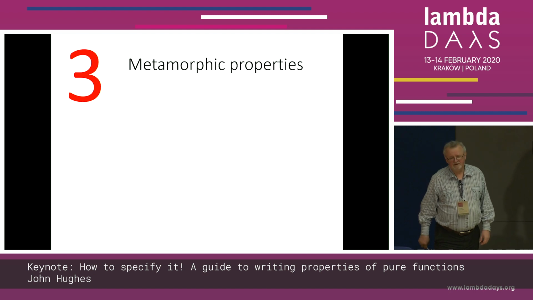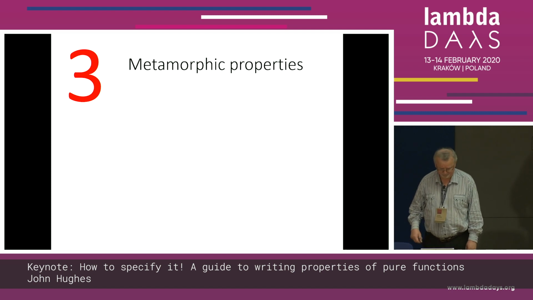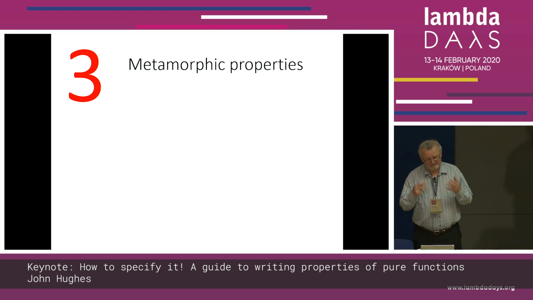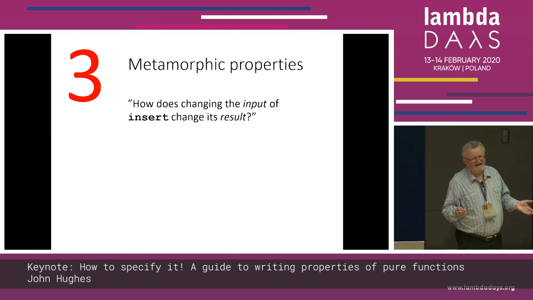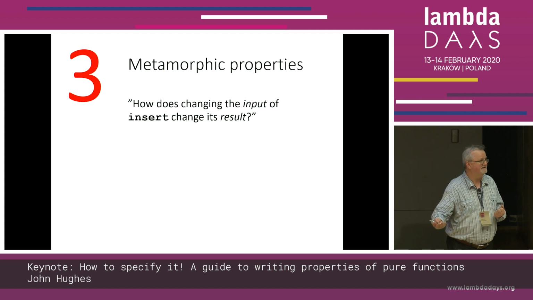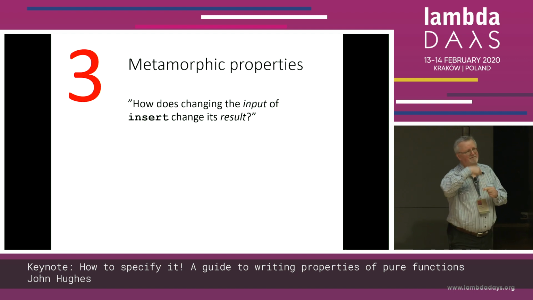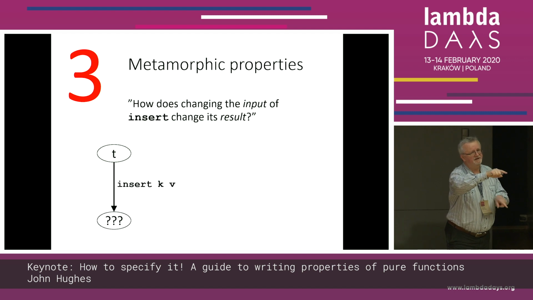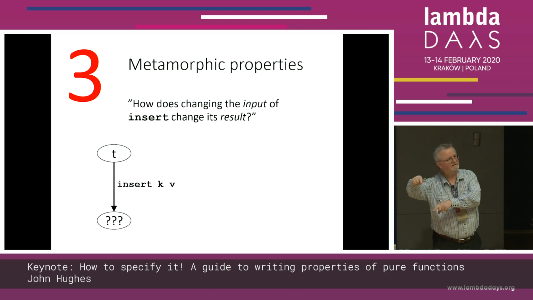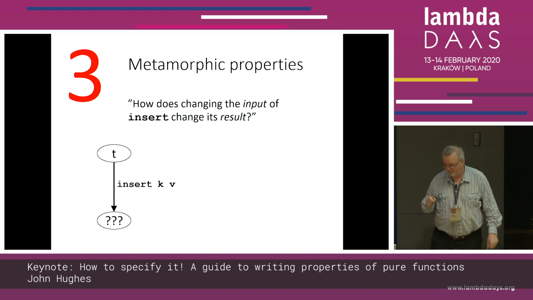Let me go on to another idea, a very, very useful idea for testing, that I call metamorphic properties. And the idea here is that you ask yourself, well, maybe the actual result of a function like insert is very hard to predict. But if I change the input of insert a little bit, maybe it's easier to predict how the two results should be related. Right, so you see what we're going to do?